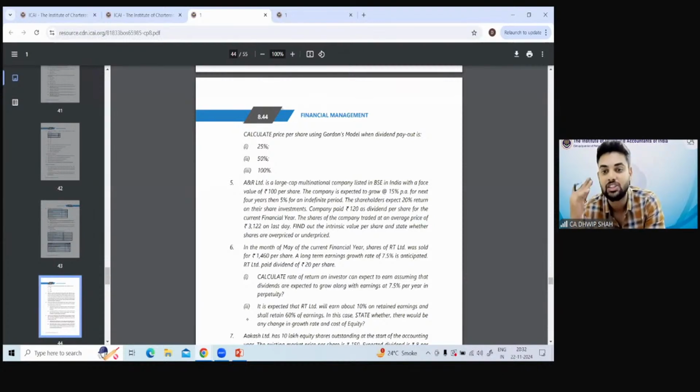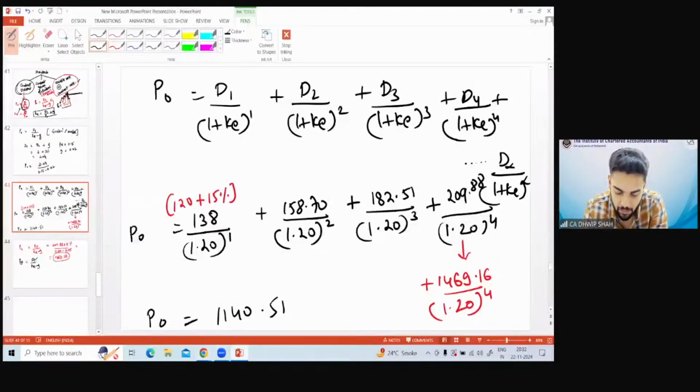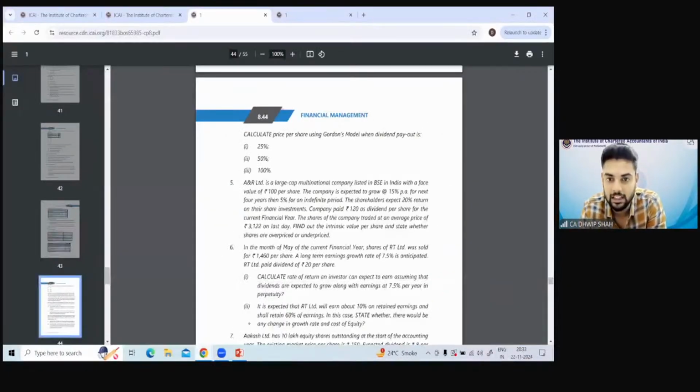So can I say it is overpriced? Yeah, are you following? It is overpriced. According to you, the worth should be 1140 only. The worth of the share is 1140. And it is selling at how much? 3122. It is being sold at 3122. Will you buy or not? Tell me, will you buy or not? We won't buy because it is overpriced. Okay? So the shares are overpriced.